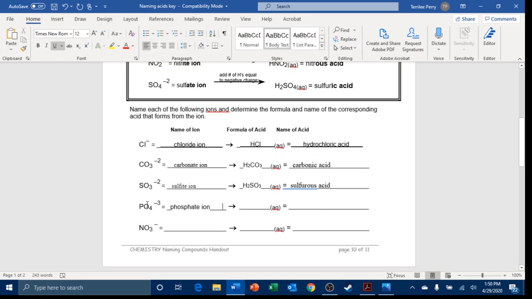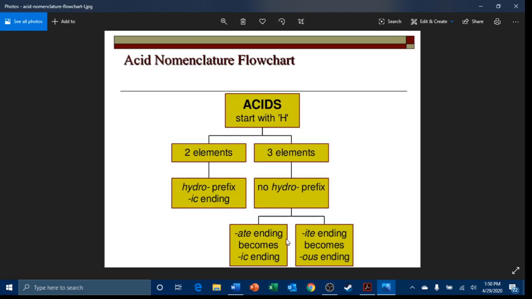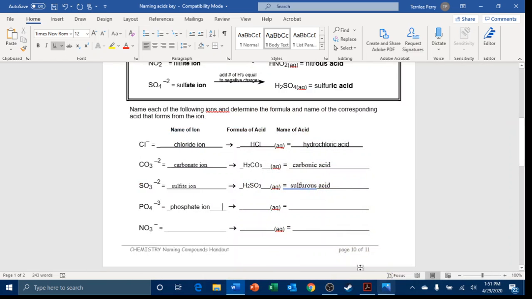So again, we're not going to use hydro because you have more than one element and you have an oxygen. So ate goes to ic. All right. So we're going to say phosphoric. Okay, so that's phosphoric acid.